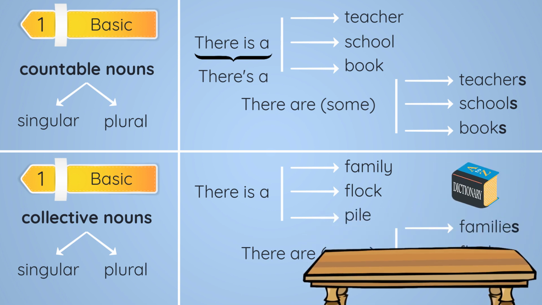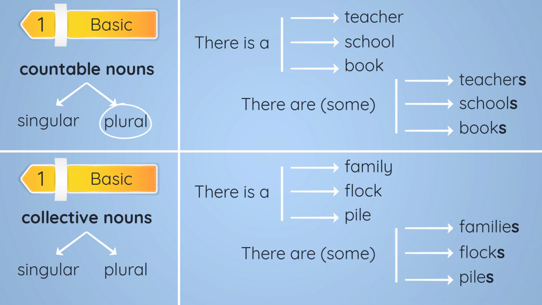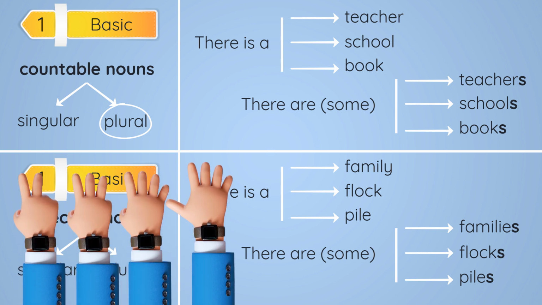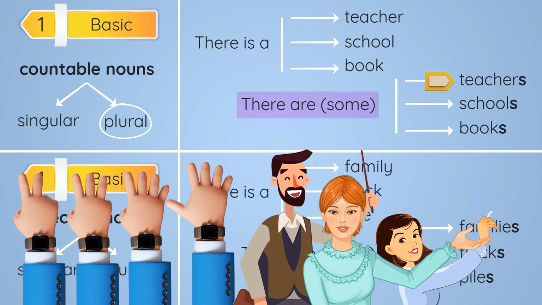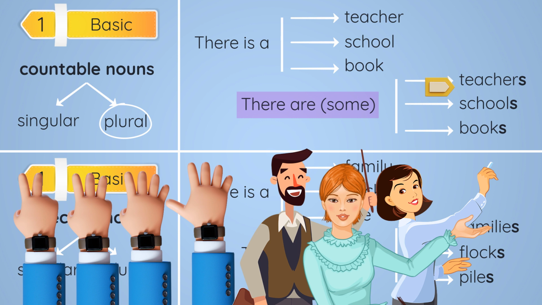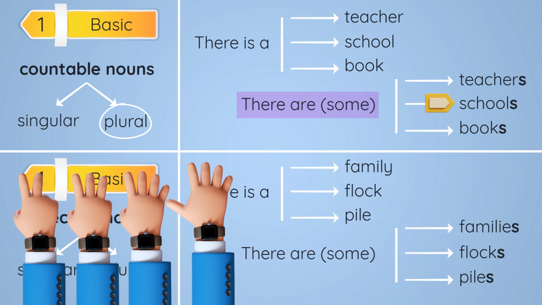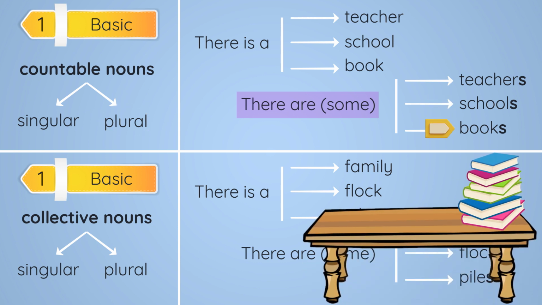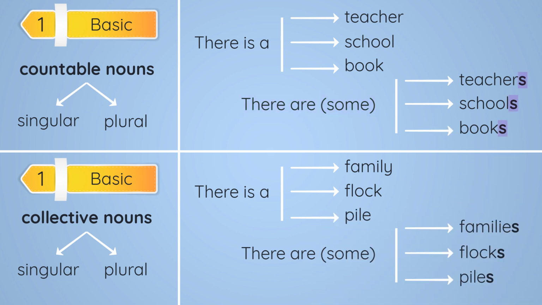Okay, got that? Now, what happens when we have many? When we have plural, more than one thing, more than one noun. Then we say, there are. You might say another word like, there are some teachers in a classroom. There are some schools in this neighborhood. Or there are many schools in this neighborhood. Or there are some books on the tables. Okay, so here what happens? These countable nouns are very straightforward. Usually we just make them plural by adding an s. So that's one basic situation.